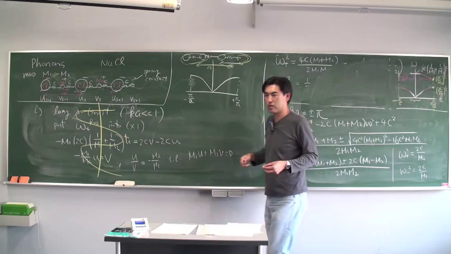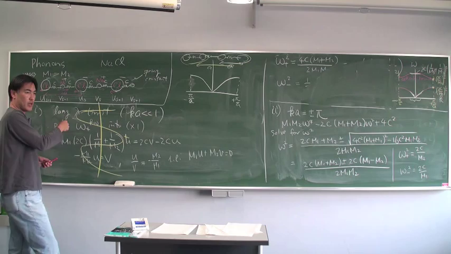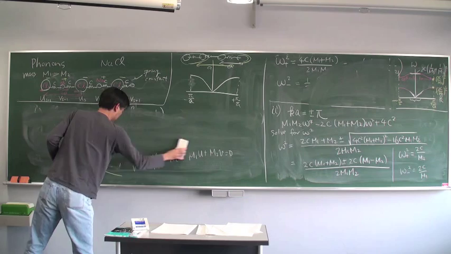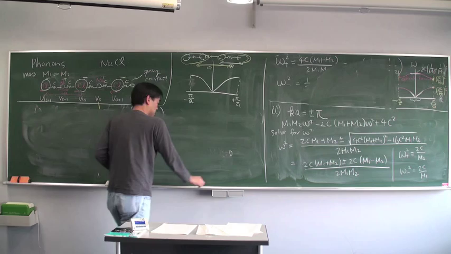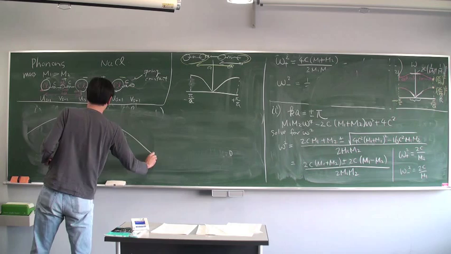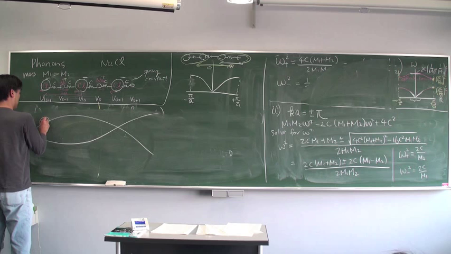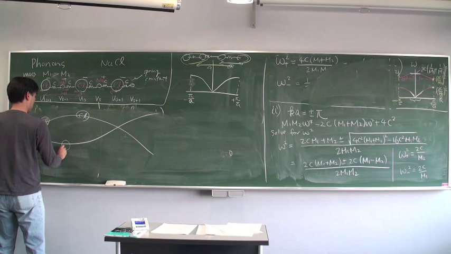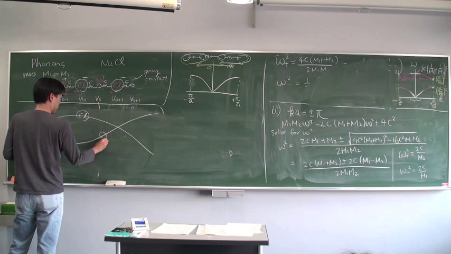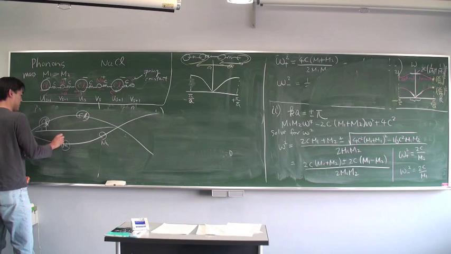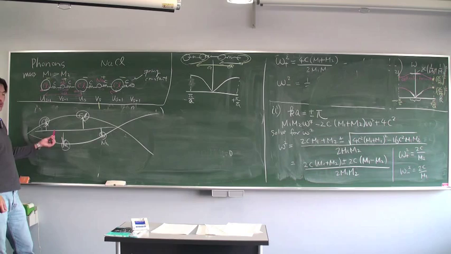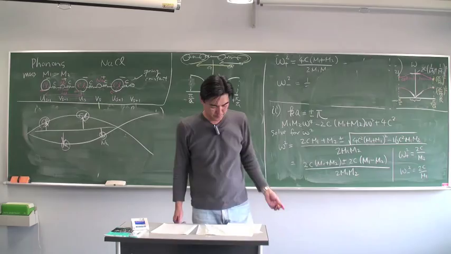I'm using longitudinal mode right now as an example. For the case of transverse mode, what you get is the following. For the case of transverse mode, what you get is this. Cl, sodium, and so on. It's the opposite direction, right? The displacement is different direction. This is for transverse mode.